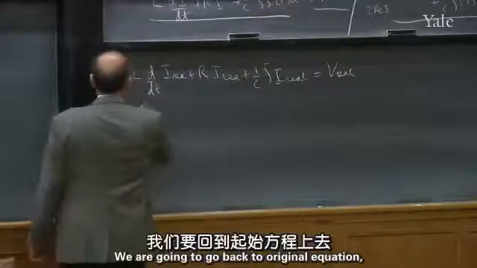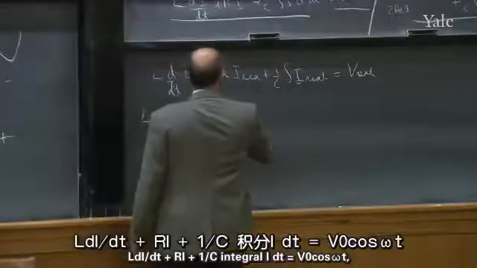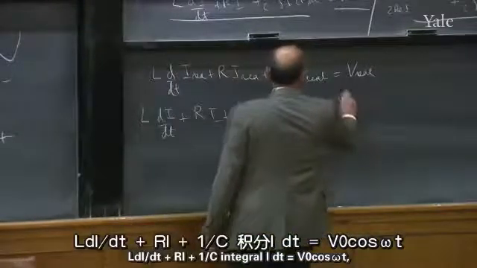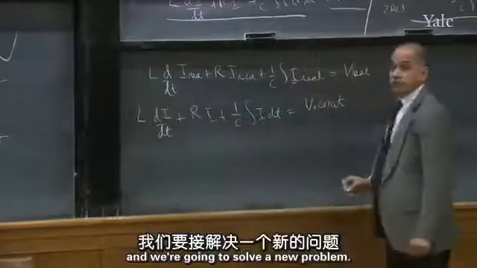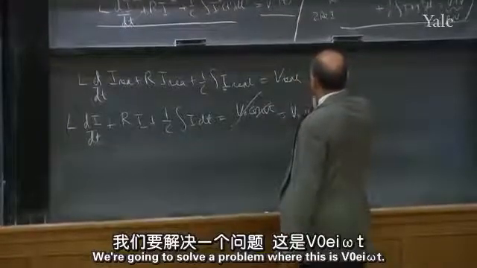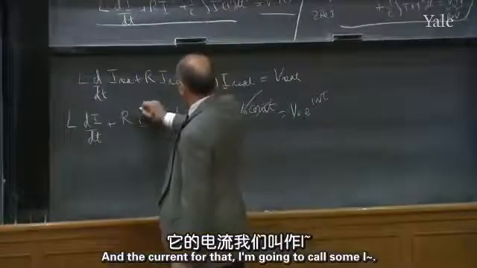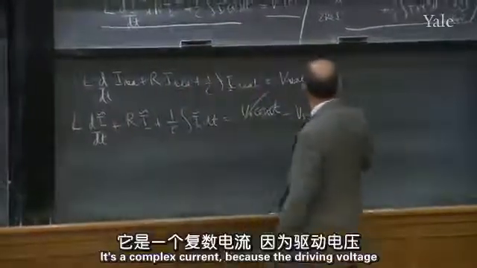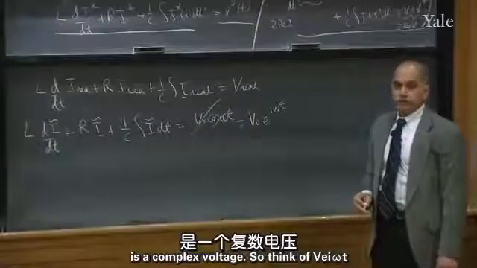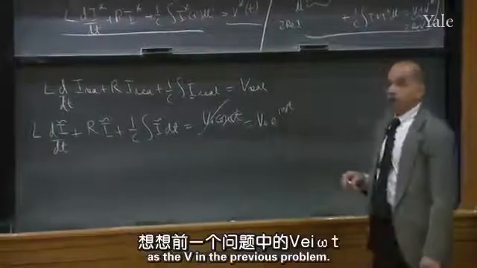We are going to go back to the original equation, L di/dt plus Ri plus 1 over C integral I dt equal to V0 cos omega t. And we're going to solve a new problem, where this is V0 e to the i omega t. And the current for that I'm going to call some I twiddle. It's a complex current because the driving voltage is a complex voltage. So think of V e to the i omega t as the V in the previous problem.